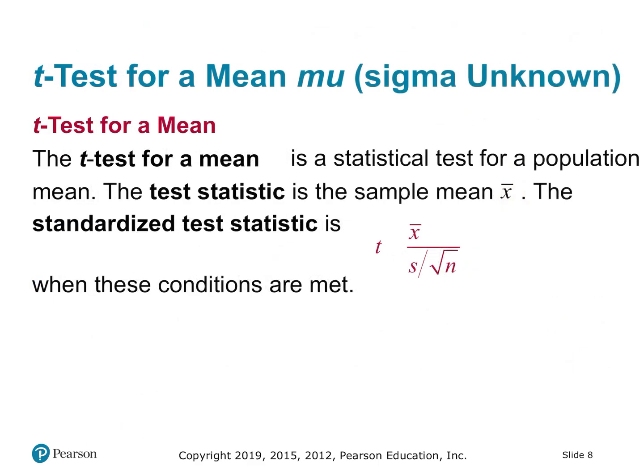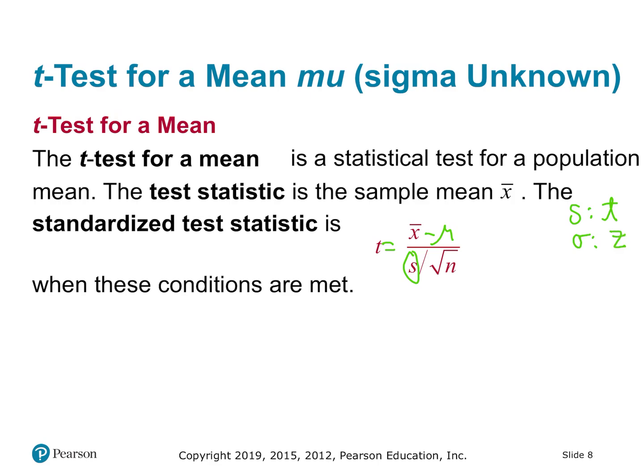Now we have another point of view here. The t-test for a mean is a statistical test for a population mean, and the test statistic is the sample mean x bar. And yes, we're going to take x bar minus mu divided by s over square root of n. If that was a sigma, this would be z. That's all there is to it. S goes with t, and sigma goes with z. Once you see that pattern, it makes your life easier as far as this class is concerned, at least.